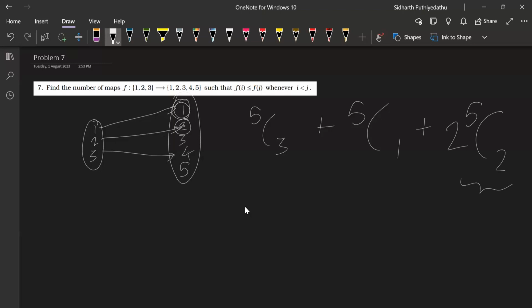We're basically just counting the number of ways to choose 3 things from the right-hand side, the number of multisets of size 3. That's all we're doing. So this comes out to 5 choose 3, which is 10, plus 5 choose 1, which is 5, plus 2 times 5 choose 2, which is 20, equal to 34. Hopefully that makes sense. It's just counting the multisets on the right-hand side.